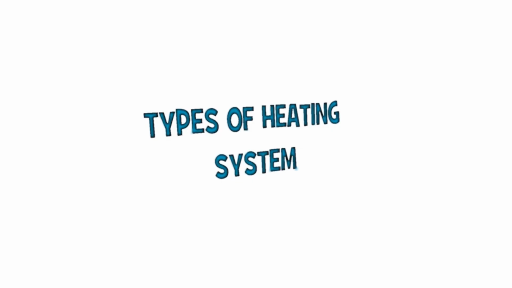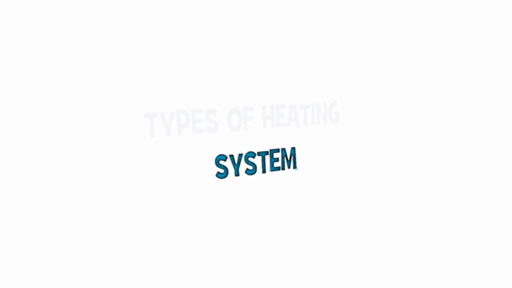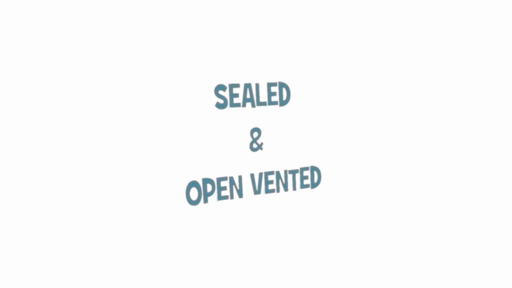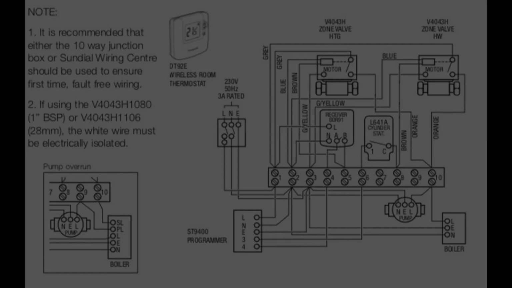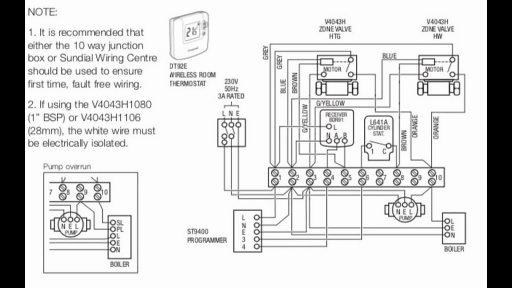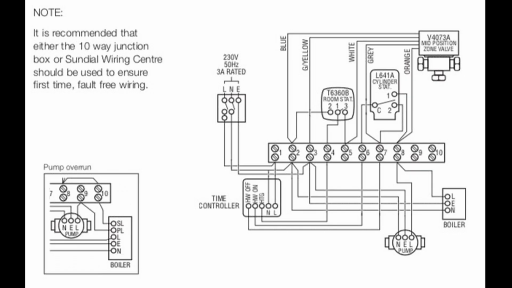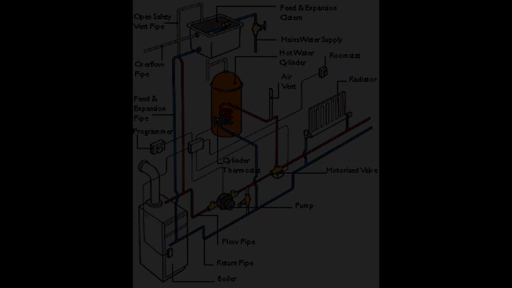There are two main types of heating system found in UK properties, sealed and open-vented. A basic understanding of how these systems work is needed in order to diagnose potential faults. The wiring in each system can be in a Y or S plan configuration. How do you identify each system?